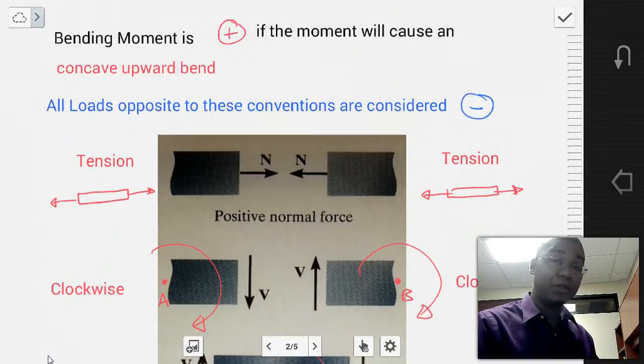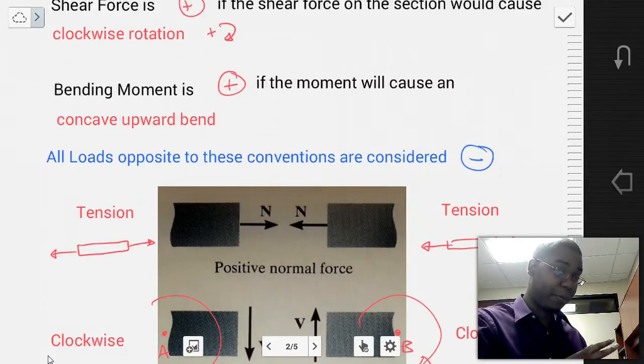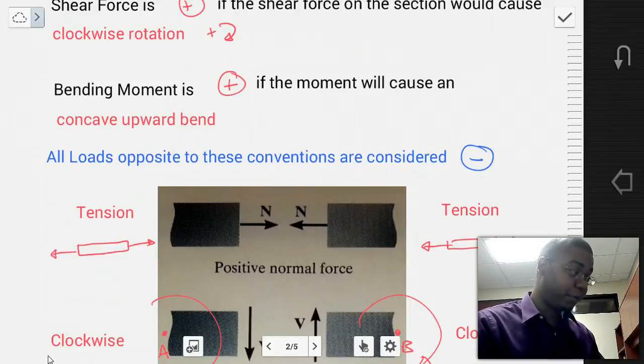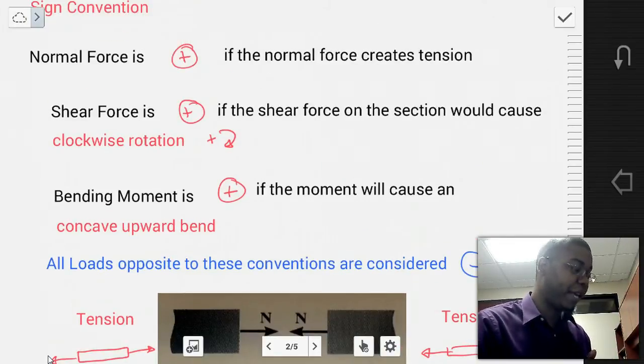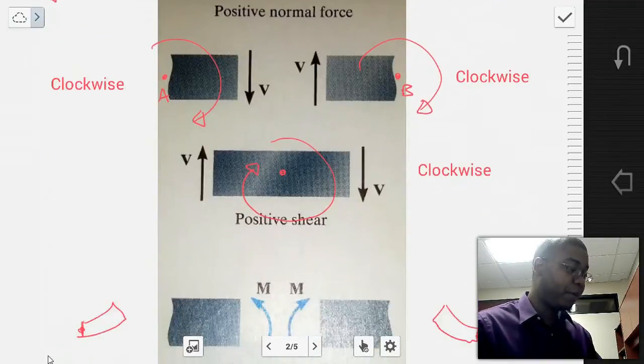So do not confuse this with the method that we've done in the past for regular problems. So now let's go ahead and look at bending moments. A bending moment is positive if the moment will cause a concave upward bend. Okay? Now, what is a concave upward bend?